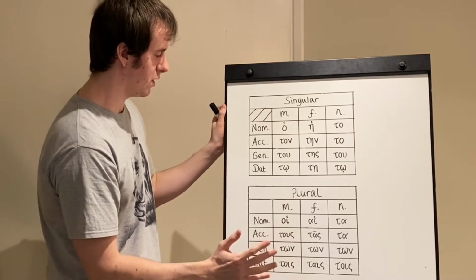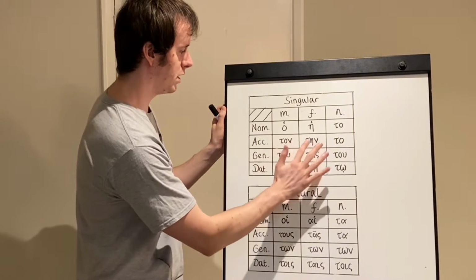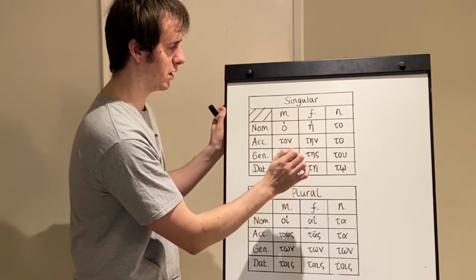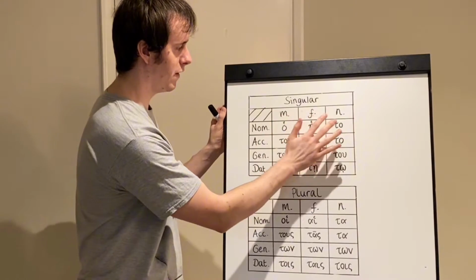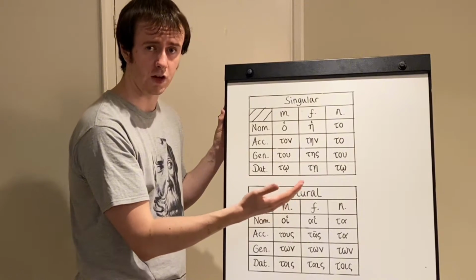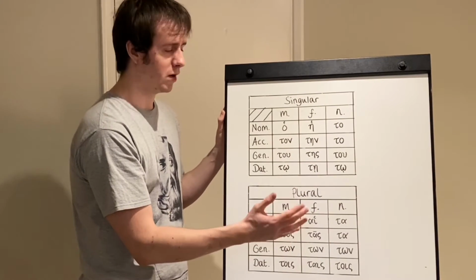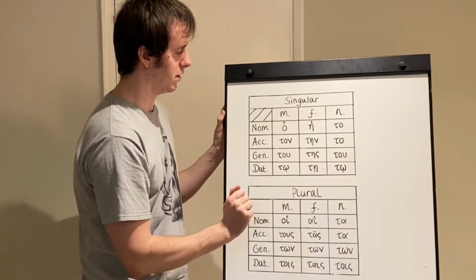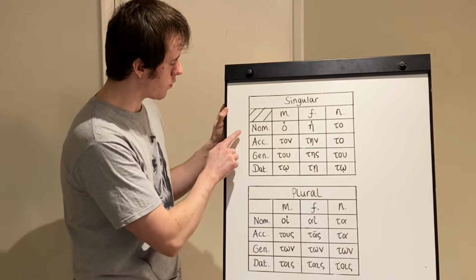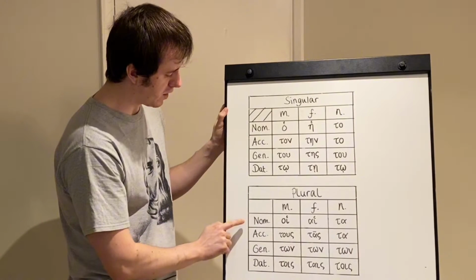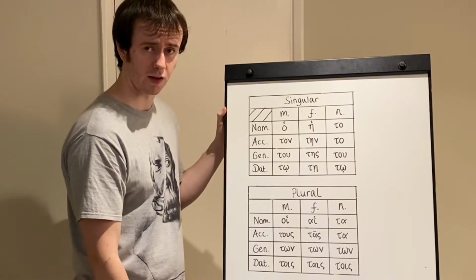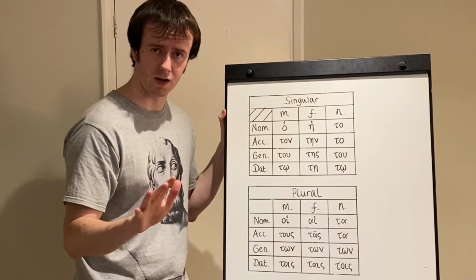And to illustrate how these tables work, the columns are divided up into masculine, feminine and neuter, abbreviated MFN. These are the three ancient Greek noun genders. A noun in ancient Greek will be one of these three genders. So that's the gender part, but what about case? Well, the rows are divided up into the four main ancient Greek cases, which we shall shortly learn about.